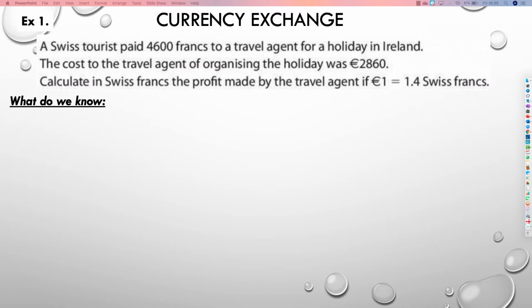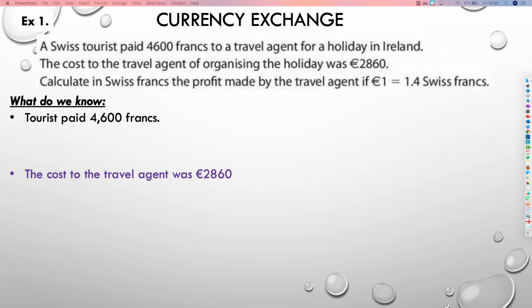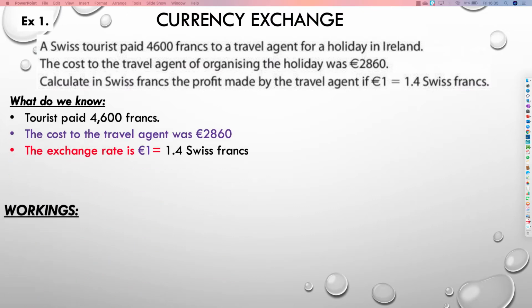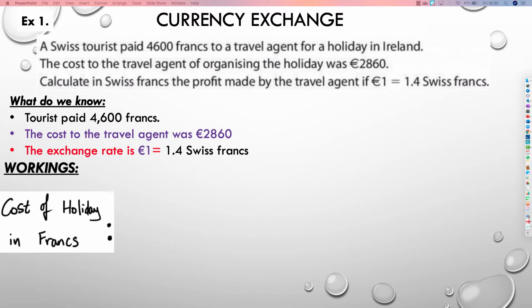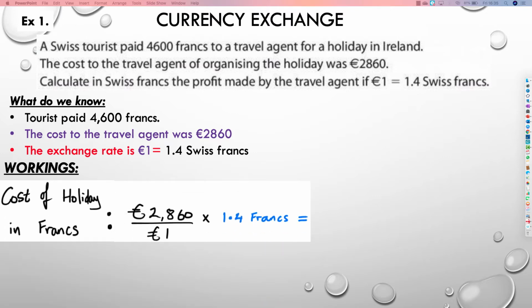Alright, okay. So, let's have a little look at it. We have 2,860 and the exchange rate is €1 to 1.4. So we divide by the currency we have. We have euro, so we divide by €1 and multiply by the francs, which is 1.4. So €2,860 is 4,004 Swiss francs. So that was the cost to the travel agent of organising the holiday.